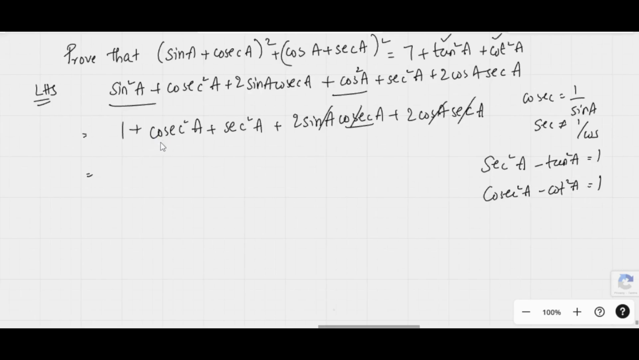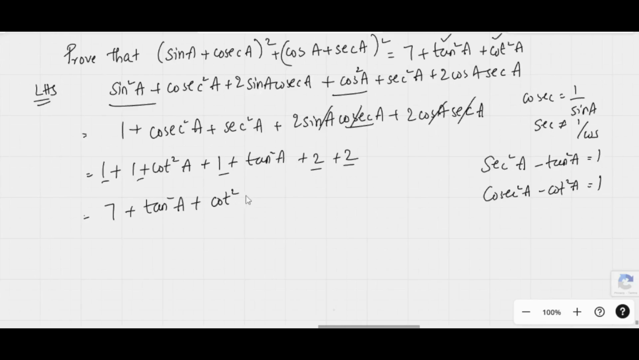So in the place of cosec square, I can write 1 plus cot square. In the place of secant square, I can write 1 plus tan square. 1 plus 1 plus cot square A, here in the place of secant square I am writing 1 plus tan square A, plus 2 plus 2. So 2, 2, 4, 5, 6, 7. We got 7 plus tan square A plus cot square A. That is our right hand side, and hence it is proved.